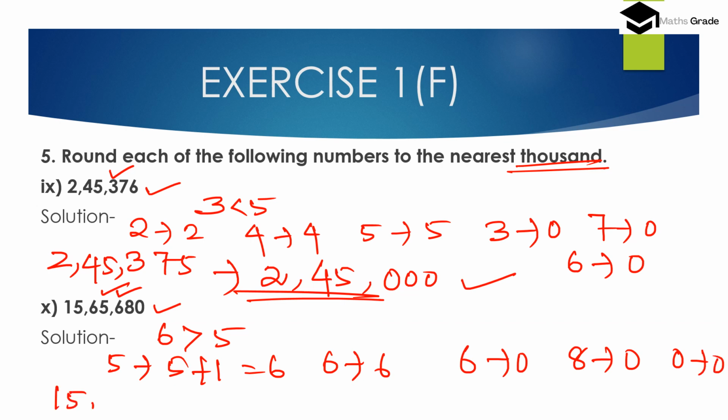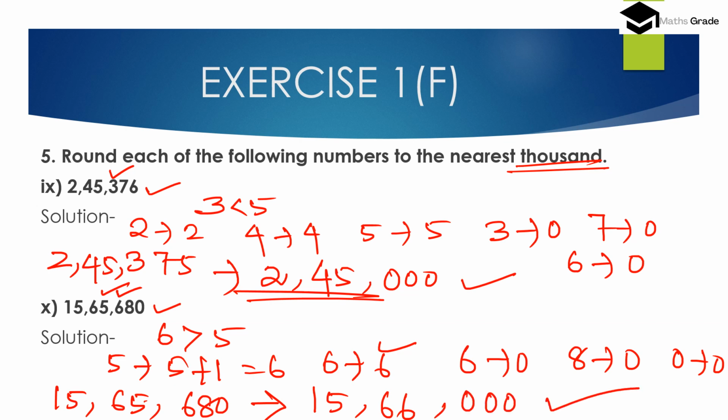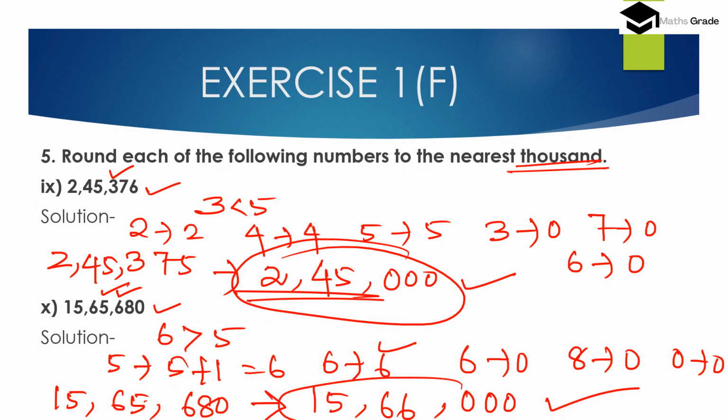Now 15,65,680 rounded to the nearest thousand is 15 lakh, this 5, 6, this 6, this 5 changes to 6 only. 5 plus 1 is 6 and this 6, 0, 0, 0. Now 2,45,376 rounded to the nearest thousand is 2,45,000 and 15,65,680 rounded to the nearest thousand is 15,66,000.